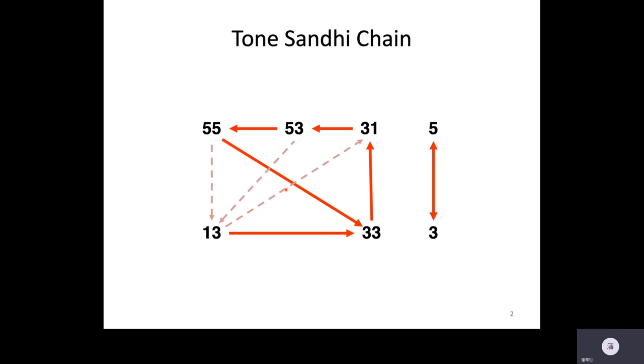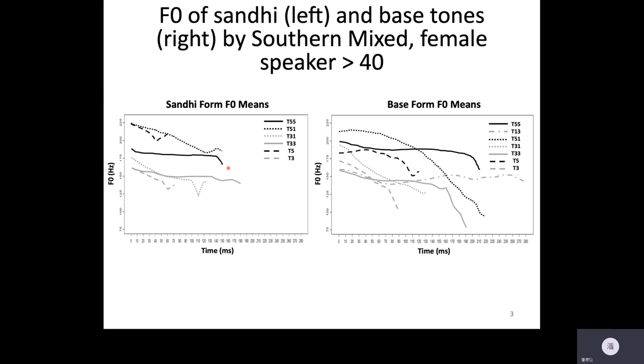Here are the pitch contours of the Sandhi tones on the left and the bass tones on the right. The 7 lexical tones are gun, gun, gun, gun, good, good.